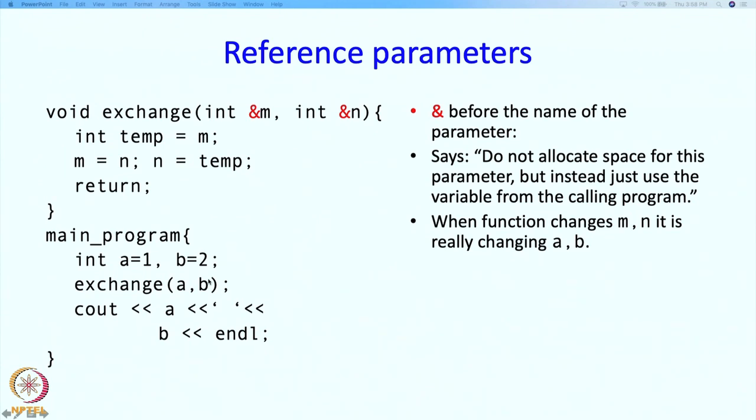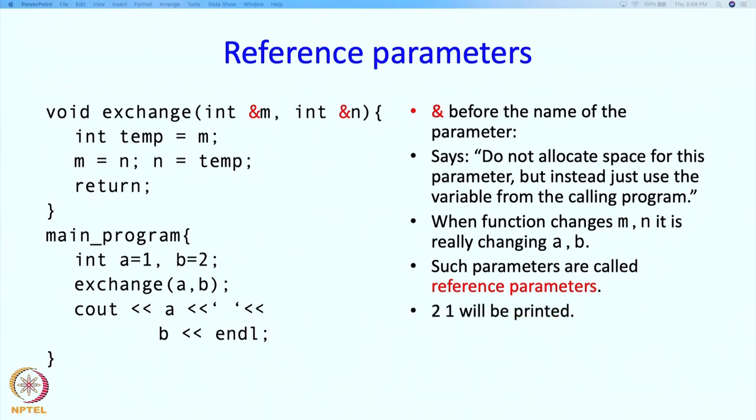So now when the function changes M and N, it is really changing A and B. Because everything over here, these M's and N's, are really A's and B's. So they are just alternate names. If I put an ampersand over here, this is just an alternate name for whatever name you had in the call. Such parameters are called reference parameters. And in fact, in this case, what you expect, 2 and 1, will get printed.